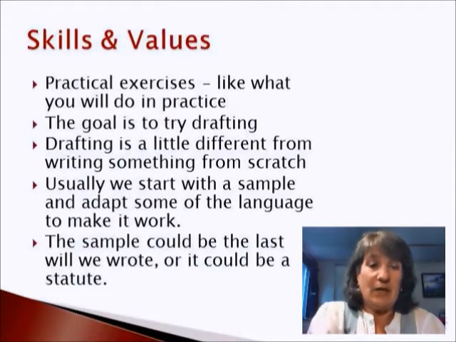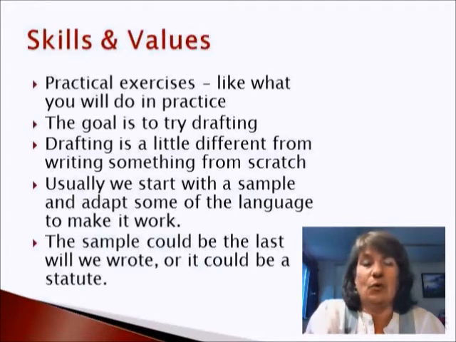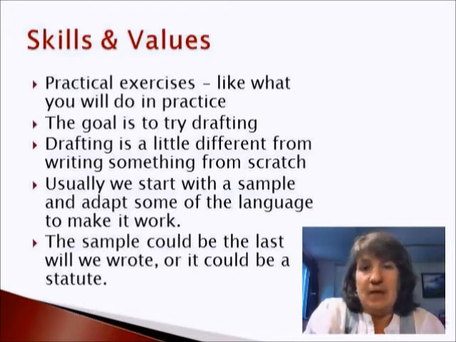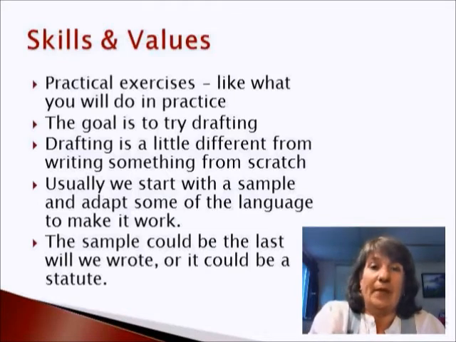Okay, skills and values. I think it's a cool set of materials. It came out a couple years ago, and I actually was one of the first people to adopt it. The Estates and Trusts set of materials is one of the first ones that came out. We were some of the early adopters. What it is, is a set of practical problems. They give you a client's scenario and then ask you to do a drafting exercise. And what that means is that you get a sample to start from.